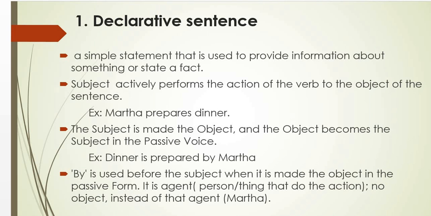By is used before the subject when it is made the object in the passive form. It is called an agent. An agent may be a person or a thing that denotes action. No object is used in passive construction. In the last lesson, we discussed that no object is used in passive construction. We can omit the agent. Otherwise, we can use the by phrase, or the agent.